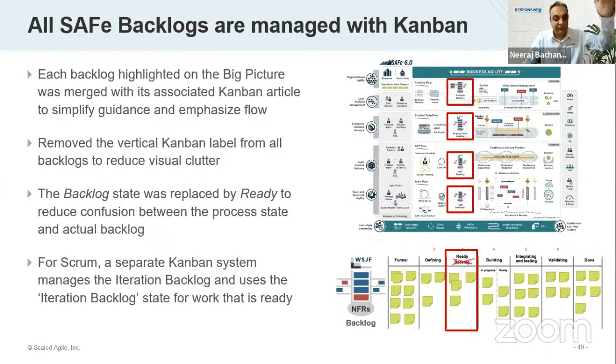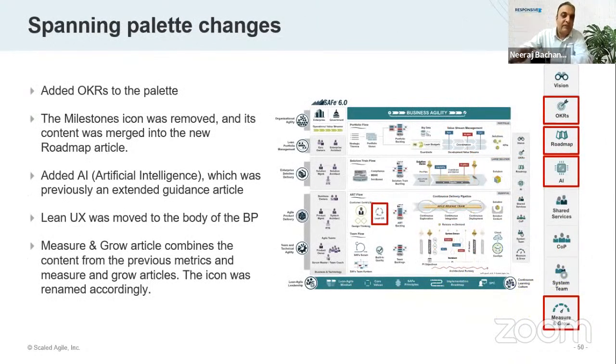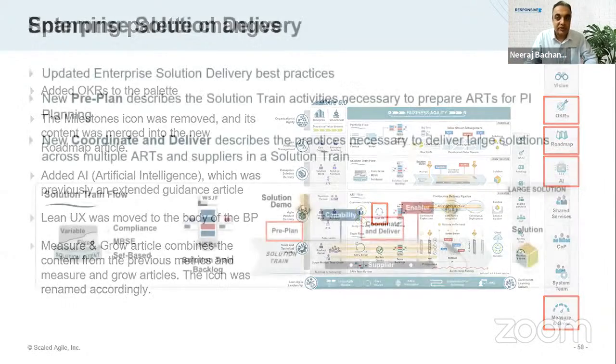And the connection of all these backlogs with the help of Kanban was already there in the previous versions. Again, it has been highlighted in 6.0. The spanning palette, which you can possibly use as a configurable list of items at any level, has also been brought in with some changes. You see OKRs coming in, a roadmap is there. AI has been introduced in the spanning palette, which means you can use AI at any level. And finally, like I said, metrics gave way to measure and grow. That was one change that was introduced.